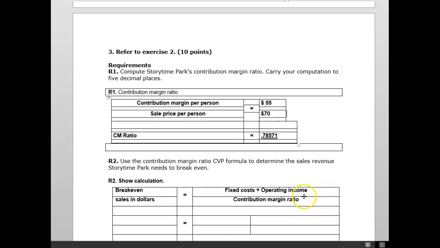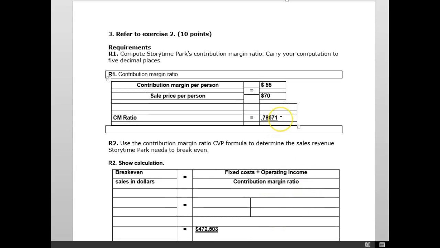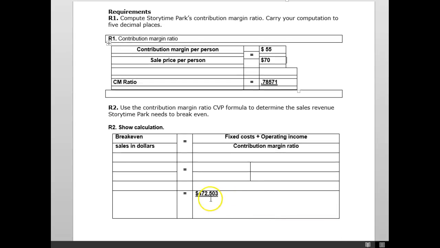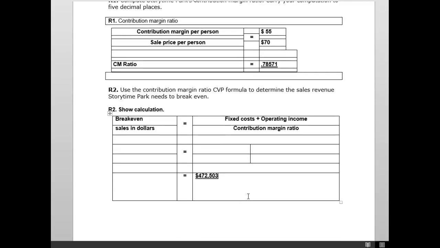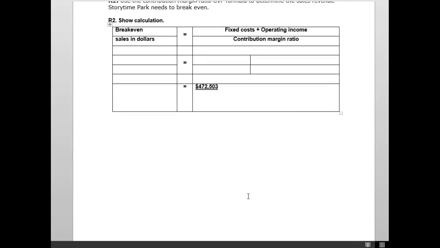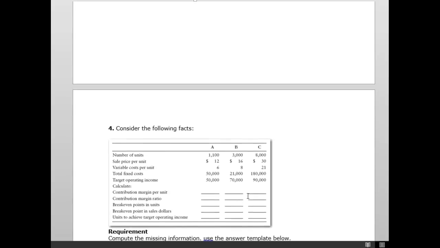Now, a very slick trick is to find the break-even in sales. You would divide that $371,250 by the 0.78571, and then you would come up with this $472,503 as the break-even in sales that you would need. So it's really kind of slick the way it all kind of falls into place. And we're going to give you a lot of practice here.